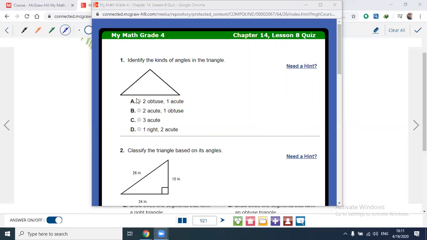Okay, guys, what is the answer? D, one right and two acute. No, right should be a square corner like this, number two. But I don't have any square corner. So all the angles are acute. So the answer is C.